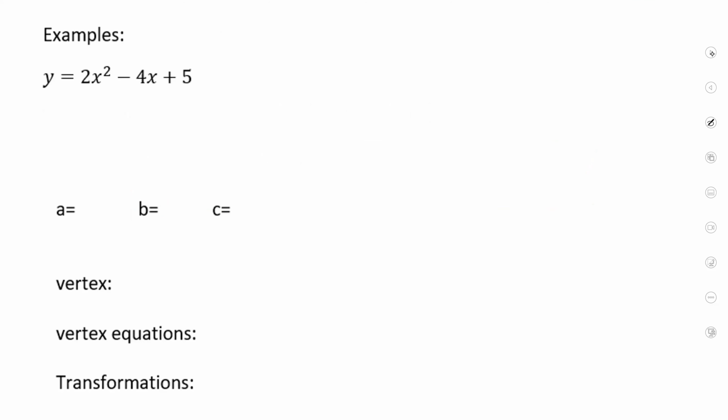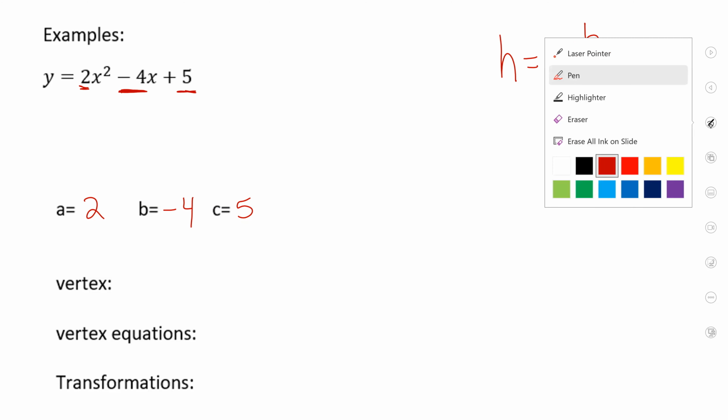Okay? So let's do an example. Here's our first example. First, let's label A, B, and C. So my A value is 2. My B value, -4. My C value is 5. Since this is a -4, the B value will be -4. Okay, so let's go ahead and do our formula. This is important. It's H equals -B divided by 2A. This is the formula I'm always going to use.